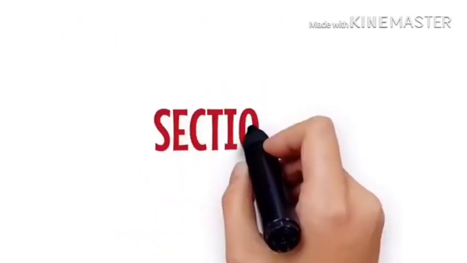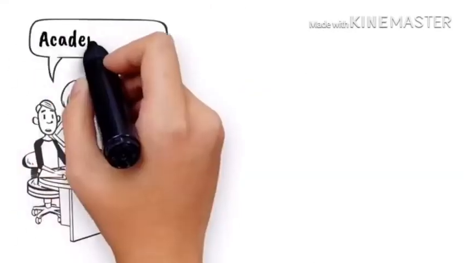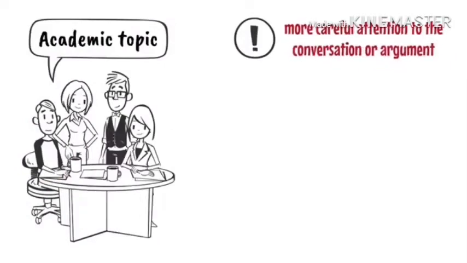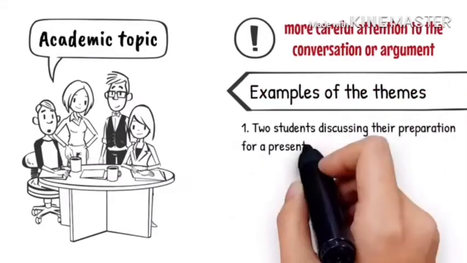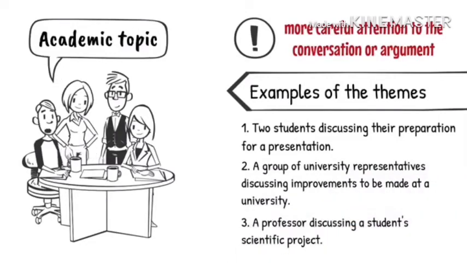Section 3 of the IELTS listening module involves 2 to 4 people discussing an academic topic. This section requires more careful attention to the conversation or argument being expressed because of the academic topic. You could hear conversations based on the following themes: 2 students discussing their preparation for a presentation, or a group of university representatives discussing improvements to be made at a university, a professor discussing a student scientific project, and so on.